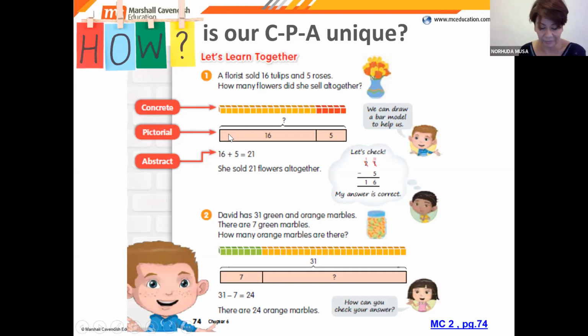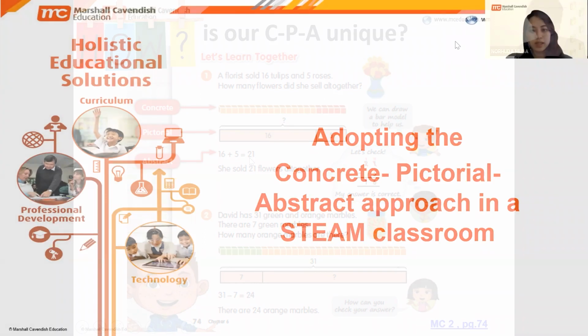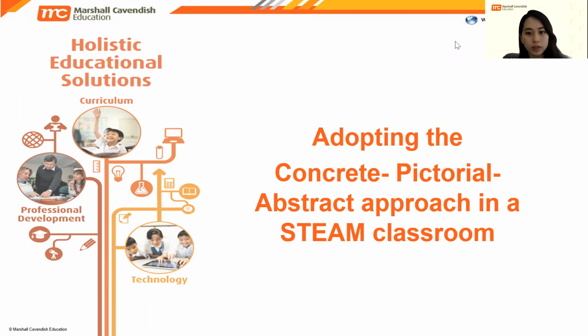So the concepts that we teach are all in bite sizes so that they can be carried out in one lesson. All right, so we have got the concrete, we've got the pictorial, and this is where we start introducing symbols like numbers, operational signs. All right. So now let's move on to look at adopting the CPA approach in a STEAM classroom.